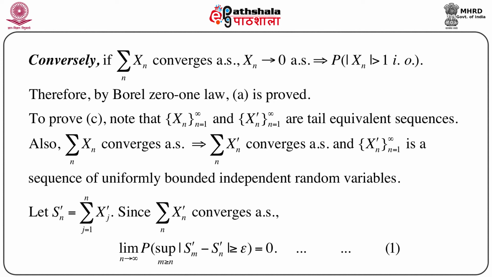Now, since we have already seen that the summation of Xn' converges almost surely, it is immediate that the limit as n goes to infinity of the probability of the supremum over m greater than or equal to n of modulus of Sm' minus Sn' greater than or equal to epsilon equals 0. Let us denote this by equation 1. And this equation 1 is an immediate consequence of the fact that the summation of Xn' converges almost surely.